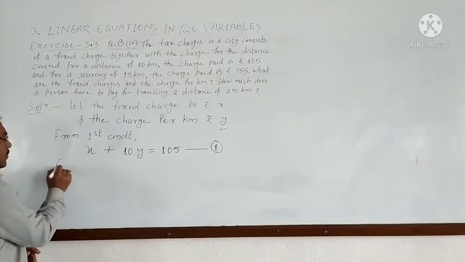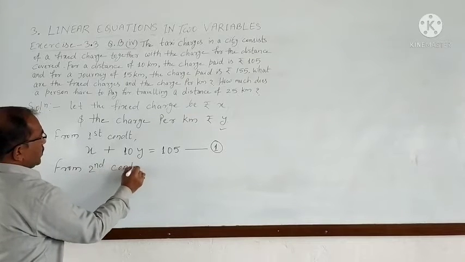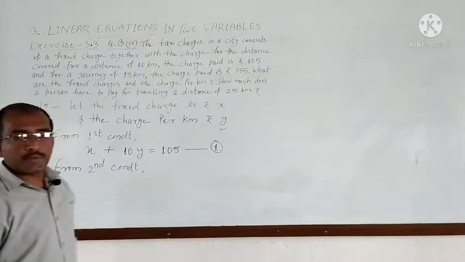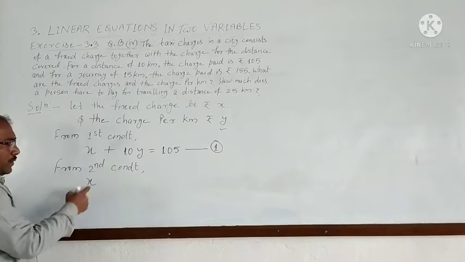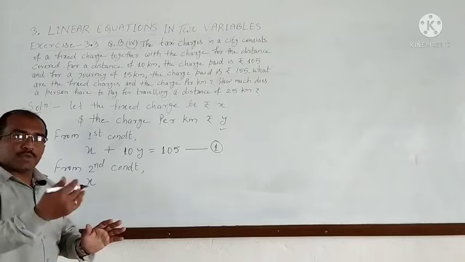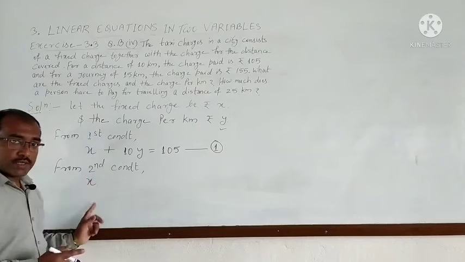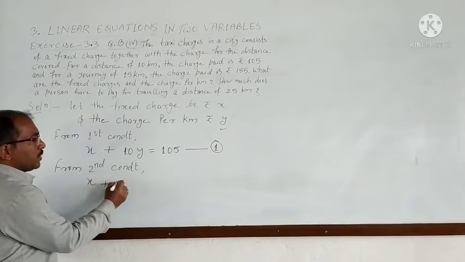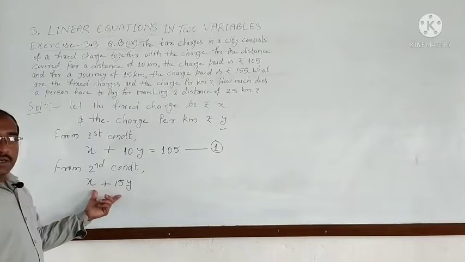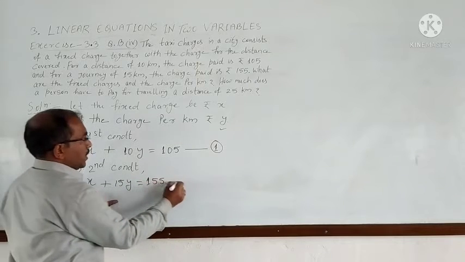Then the second condition: another passenger, another person, travels a journey of 15 kilometers and pays 155 rupees. He also pays the fixed charge, because the taxi driver has said the fixed charge for my taxi is X rupees, and for as many kilometers as you go, you give me Y rupees per kilometer. So together the fixed charge plus 15 kilometers at Y rupees per kilometer, 15 into Y. We add these two amounts and pay 155 rupees to the taxi driver, and this is equation 2.